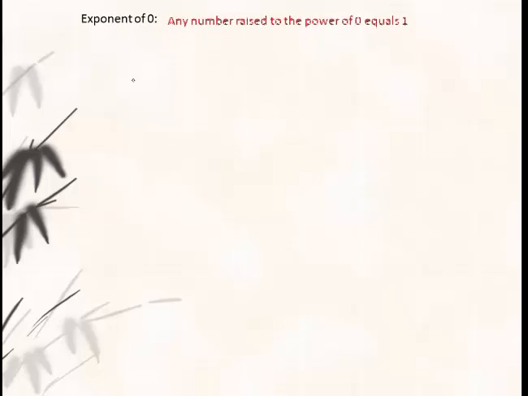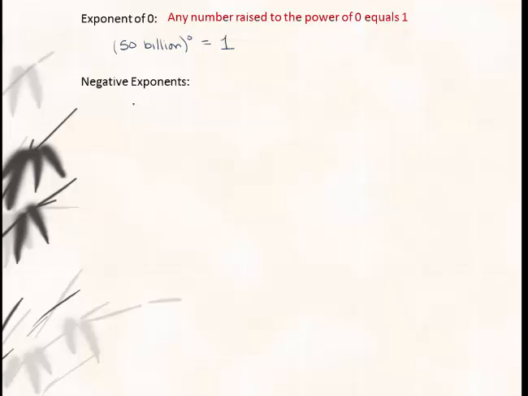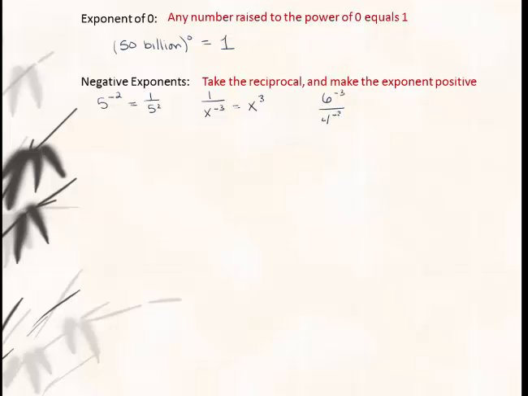Exponent of 0, any number raised to the power of 0 equals 1. So I can have 50 billion, and if I raise that to the power of 0, it equals 1. Negative exponents, we take the reciprocal and make the exponent positive. So if I have 5 to the negative 2, that's 1 over 5 squared. If I have a negative exponent in the denominator, I bring it up top. And if I have both, I switch places and make the exponents positive.